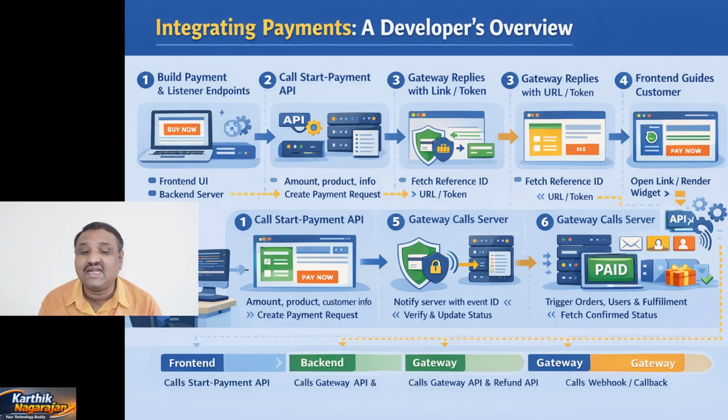The front end then starts the customer payment experience in one of four common ways: redirecting the user to a hosted checkout page, opening an overlay checkout, rendering an embedded payment form, or, for mobile money, showing a "check your phone and enter PIN" message, while the backend has already initiated the push request.